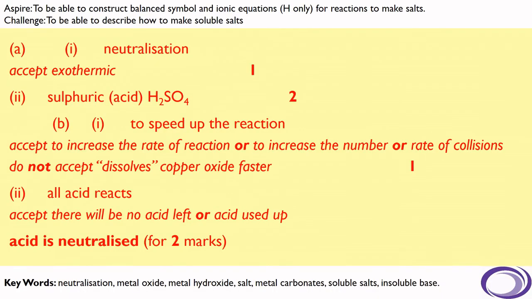So the reaction was neutralization. The acid that would be used is sulfuric acid. You get 1 mark for that, and the second mark is for the formula H2SO4. The acid was heated up to speed up the reaction. And the reason that they continued to add copper oxide until no more dissolved is so that all of the acid reacts and that the acid is neutralized.